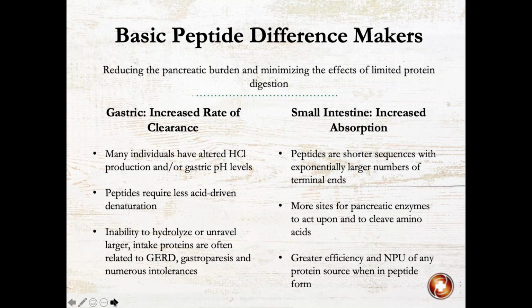In addition to that, these small fragments of protein require less pancreatic activity. Proteases, these enzymes, work on the terminal ends of protein chains, amino acid chains I should say, so you have significantly more sites for that type of cleavage to take place. Creating fragments of amino acids gives the pancreatic proteases much more opportunity to act on these small chains.